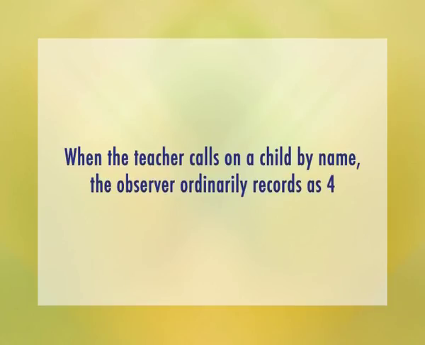Number 2, if more than one category occurs during the 3 seconds interval, then all categories used in that interval are recorded. If no change occurs within 3 seconds, repeat the category numbers. When the teacher calls on a child by name, the observer ordinarily records it as 4. Number 3, if there is a discernible period of silence, record 10 for every 3 seconds of silence.